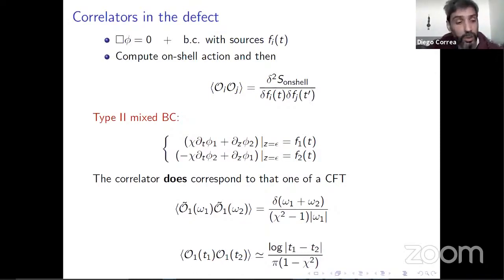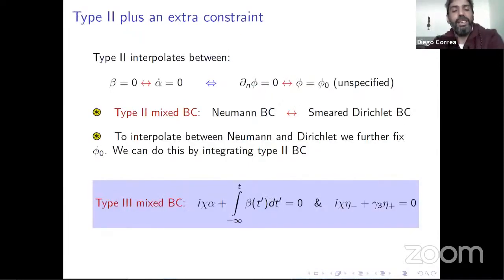So we might think that this is what we were looking for, but still there is a twist we have to make on this condition. Because if you think carefully, this type 2 boundary condition is interpolating between beta equal to 0, which, as I said, is the vanishing of the normal derivative of the scalar field at the boundary, and alpha dot equal to 0, which is like saying that at the boundary my scalar field will be constant, but I am not specifying the value of this phi naught. So it's like this type 2 is interpolating between Neumann and some smearing of Dirichlet boundary condition.